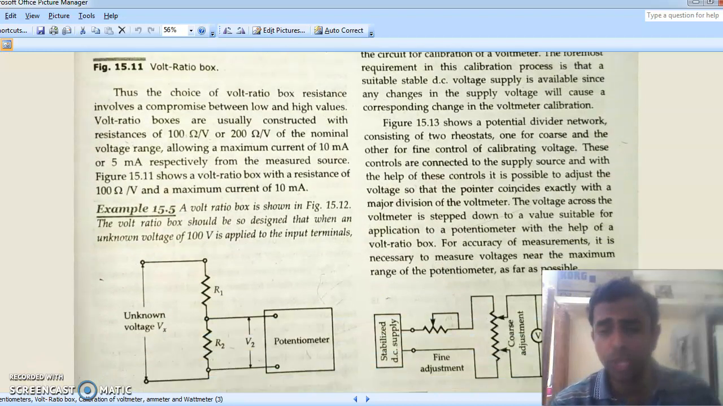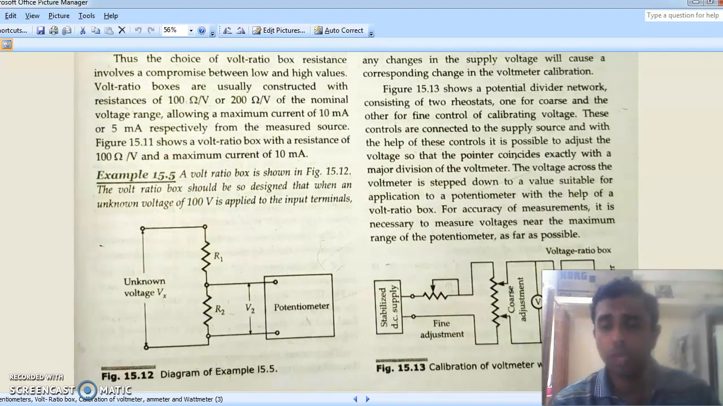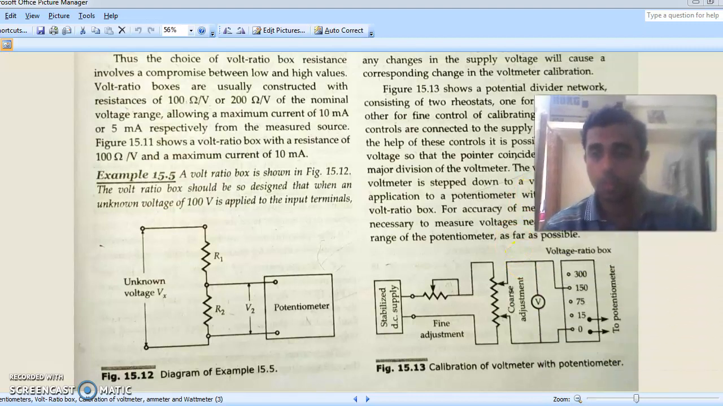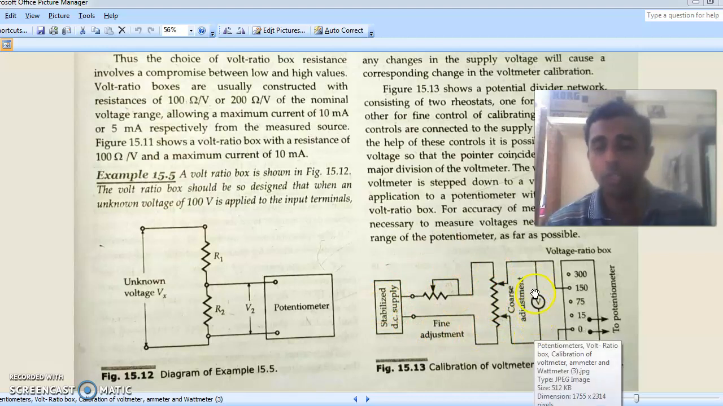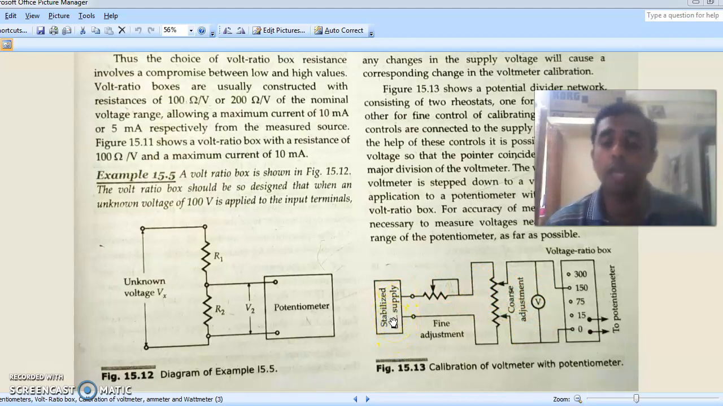It's a very simple circuit. So here we can see, this is the circuit. We have the voltmeter here, which is to be calibrated, and that voltmeter is fed from a stabilized DC power supply. Stabilized DC power supply is also known as a regulator power supply. So what is a regulator power supply?